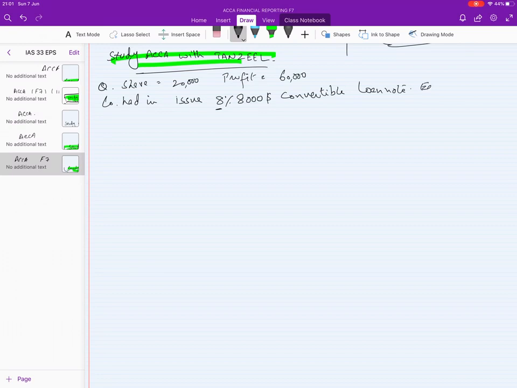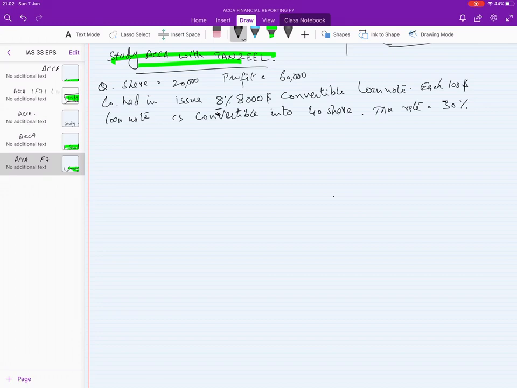And suppose each $100 of loan note is convertible into, suppose, 40 shares. It means $100 will give you 40 shares. Tax rate is, suppose, 30%. Okay, so this is a question where, the same way, we have to calculate the basic EPS and diluted EPS.